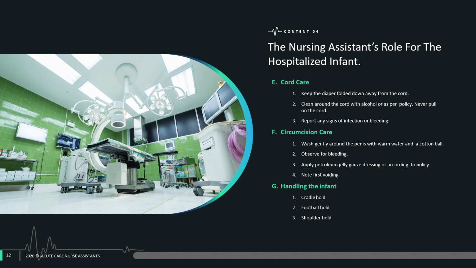Circumcision care. Wash gently around the penis with warm water and a cotton ball. Observe for any bleeding. Apply petroleum jelly gauze dressing, or according to policy. Note first voiding. Handling the infant: cradle hold, football hold, shoulder hold.